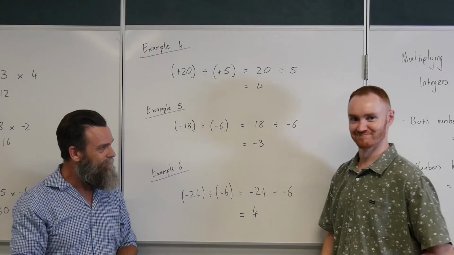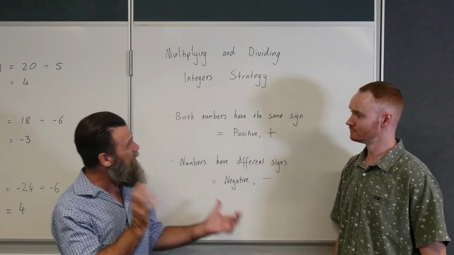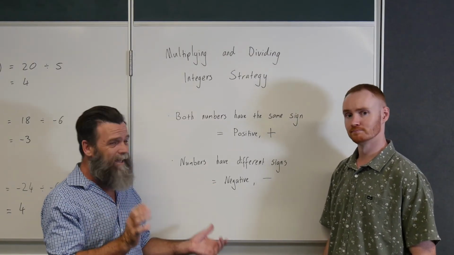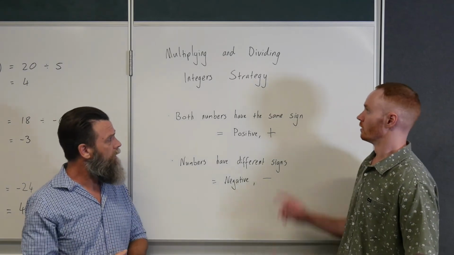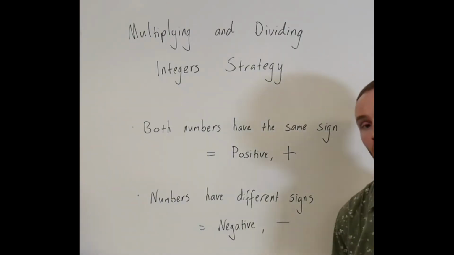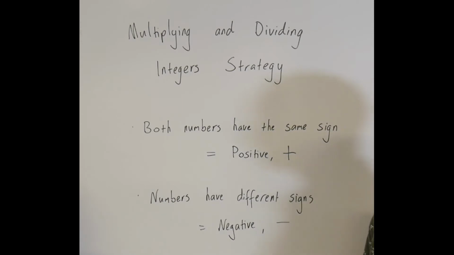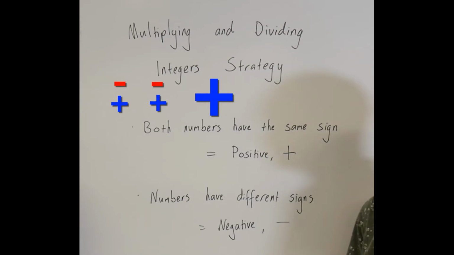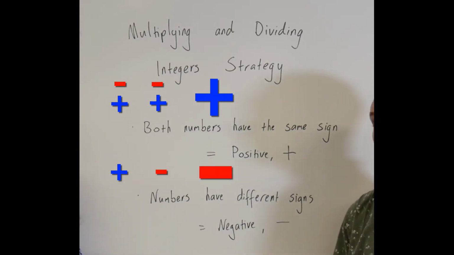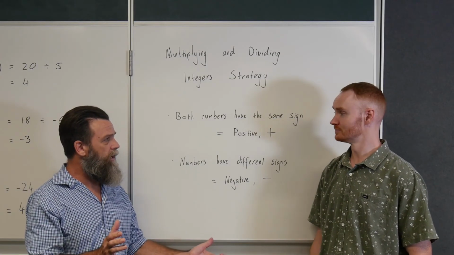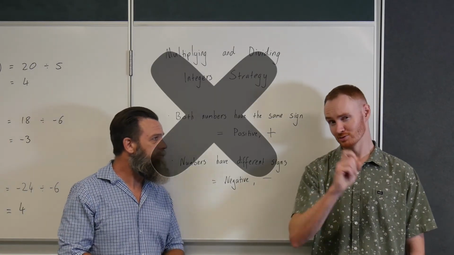Fantastic. Okay, so Mr. Savage, just to summarise multiplying and dividing integers, how do we do it? Let's get a little strategy down here. When both numbers have the same sign, both positive integers or both negative integers, we end up with a positive solution. Fantastic. Now the other case is when the numbers are different, one positive and one negative. In this case, we end up with a negative solution. Nice work. That's all you need to know for multiplying and dividing integers. That's it, as long as you know your times tables as well.